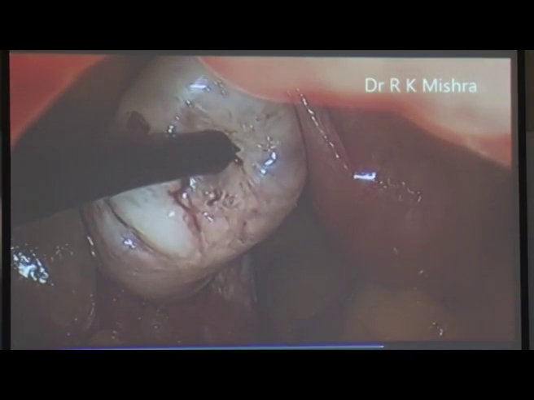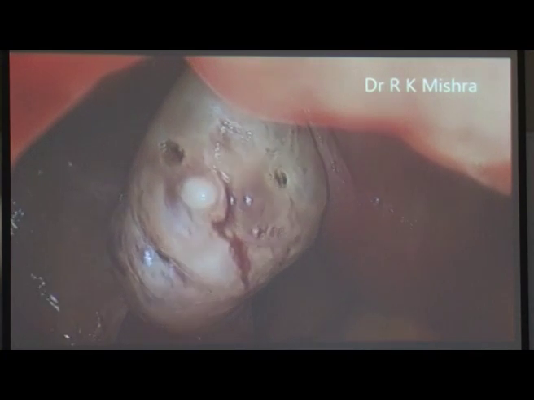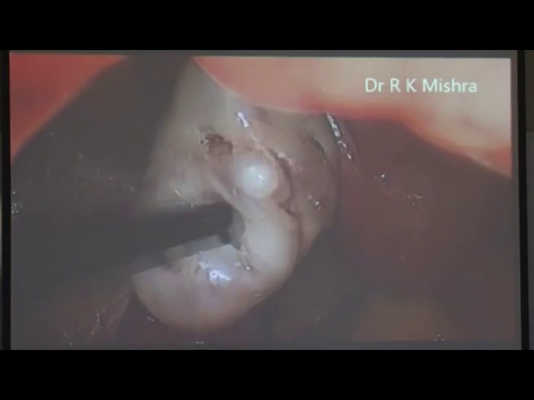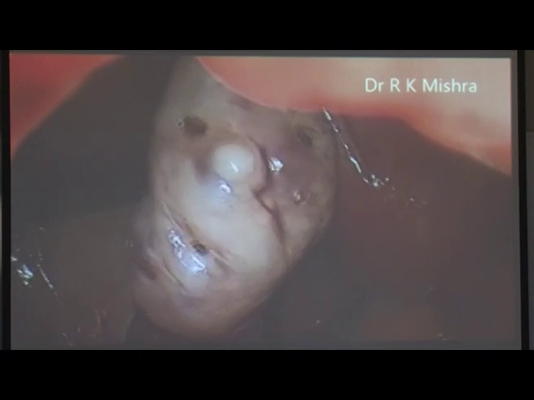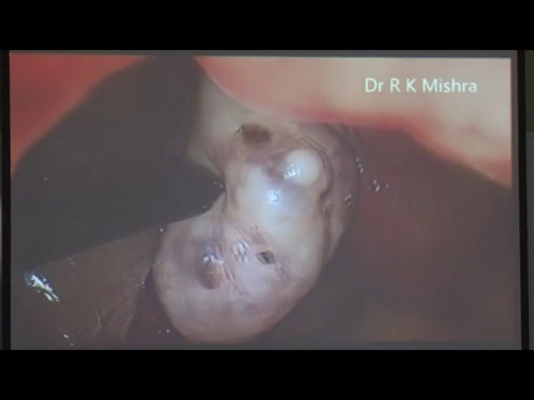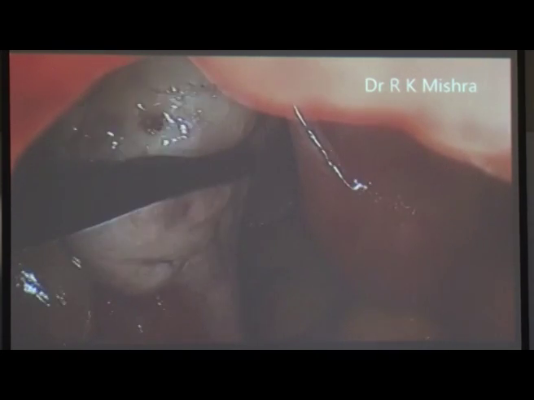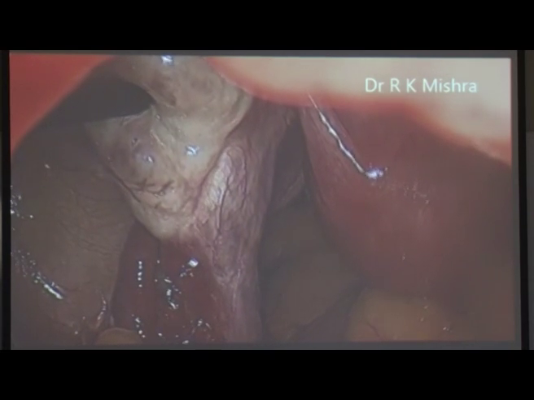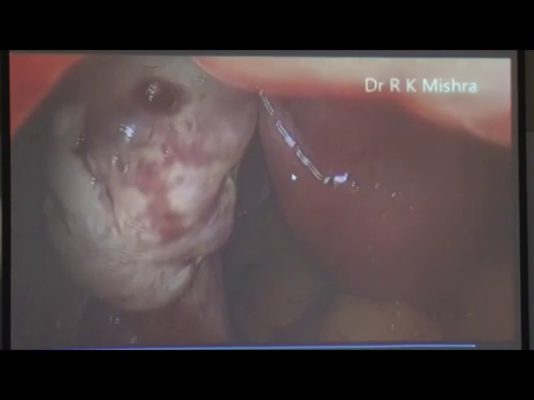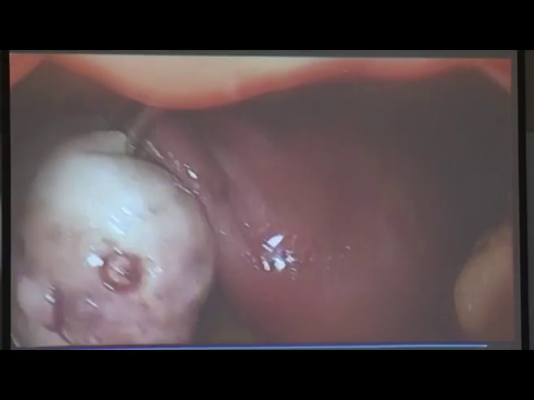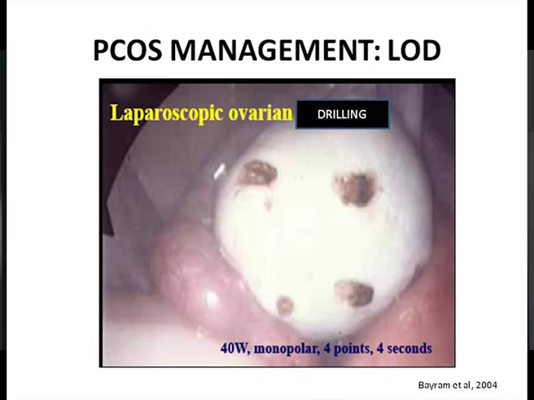I'll stop the video because Colin is asking, do you always do bilateral ovaries? Unilateral evidence shows that yes, you can do 1 ovary, you get the same benefit. But yes, we always do the 2 ovaries, 4 on one and 4 on the other, if the patient has a true polycystic ovarian syndrome. So now the right side and left side drilling has been completed. So you can argue that now the ovary is nicely cooked. And so as I said, 4 holes, 40 watts, 4 seconds per hole, that's good enough to drill the ovary.